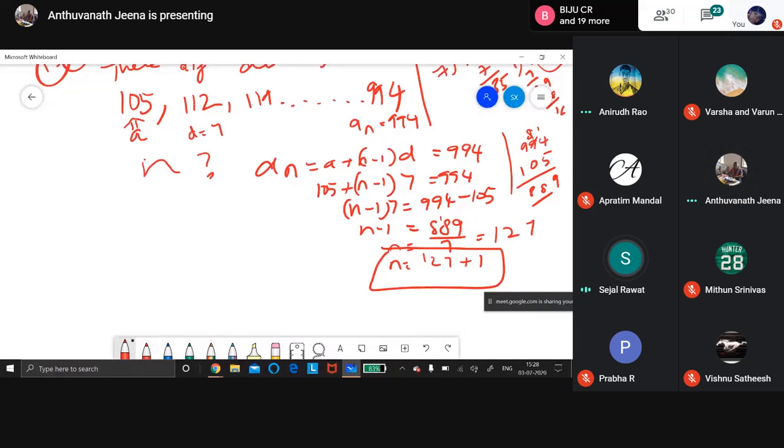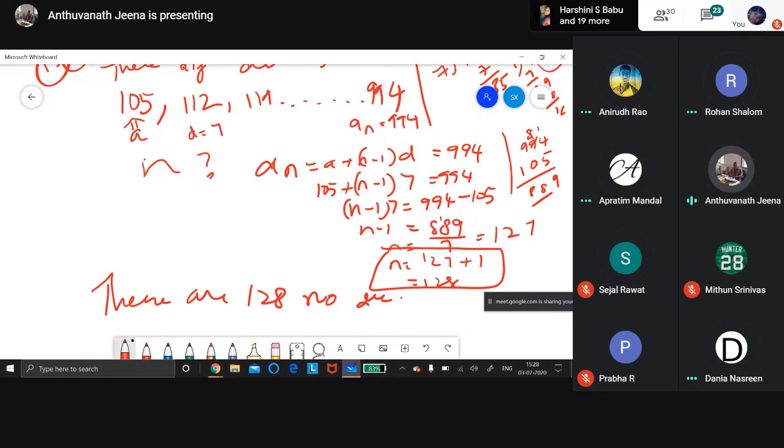So at last you should write: there are 128 three-digit numbers divisible by 7. You should write like that. The ending statement is important. It's a very, very important question. There is an example sum also like this. Practice that example sum also, you will know better.